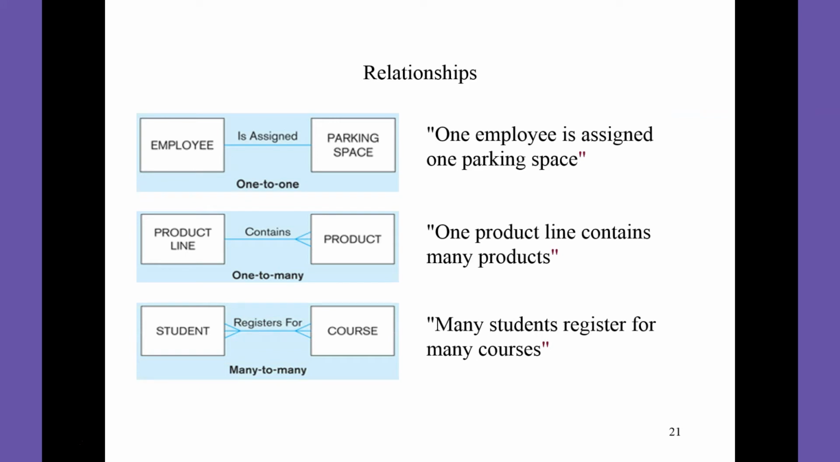Many students register for many courses. Employee, parking space, product line, product, student, and course are objects or entities in the application domain. What diagrams such as these do is to convey information about the relationships or associations that exist between these objects or entity types in the application domain.